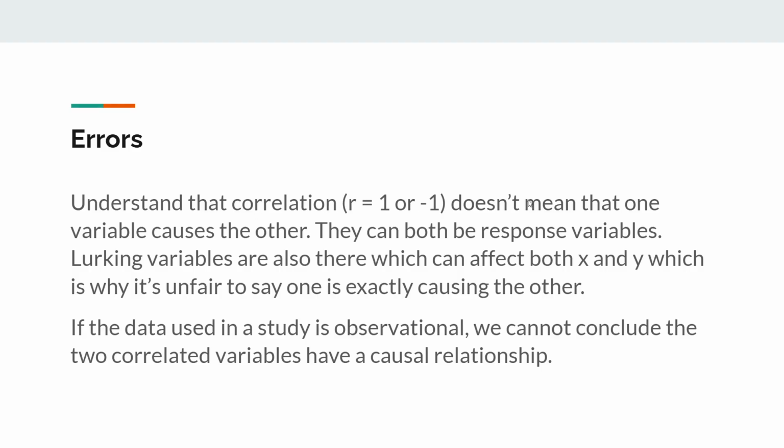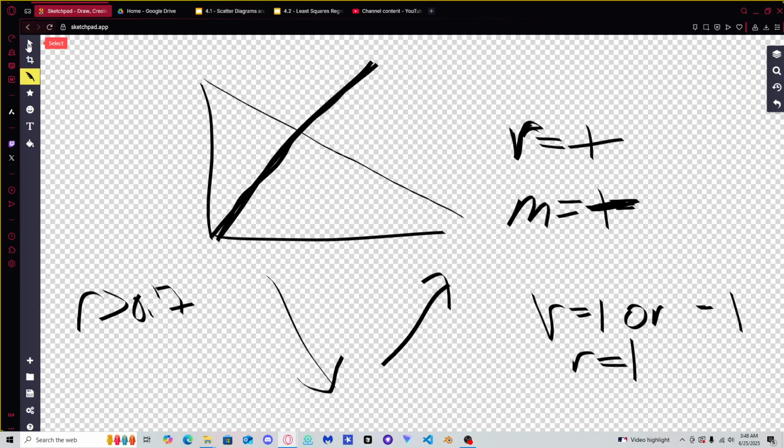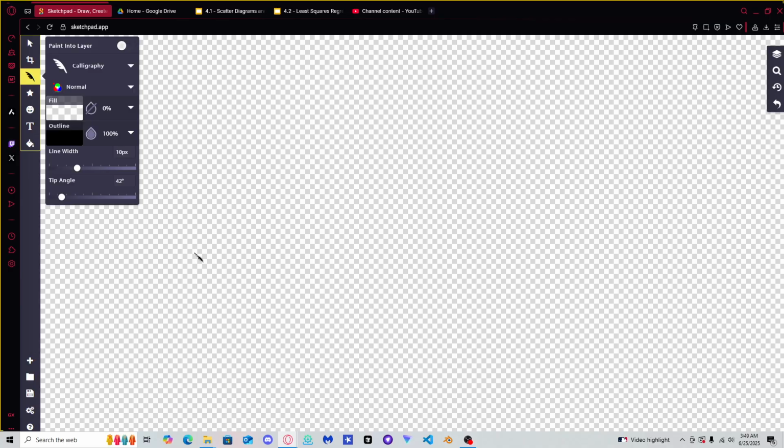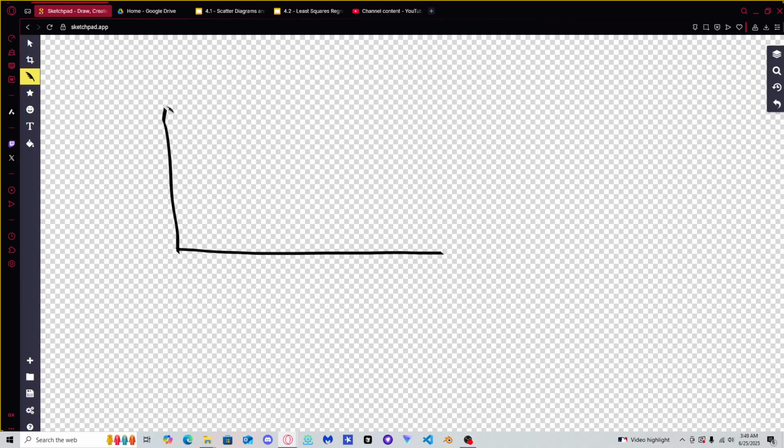Understand that correlation coefficient does not mean that one variable causes the other. They can both be response variables. If the data used in a study is observational, we cannot conclude the two correlated variables have a causal relationship. That's a lot of words, but simply put, even if there's a linear relationship between the two, it doesn't necessarily mean that one causes the other. They could just both be related.